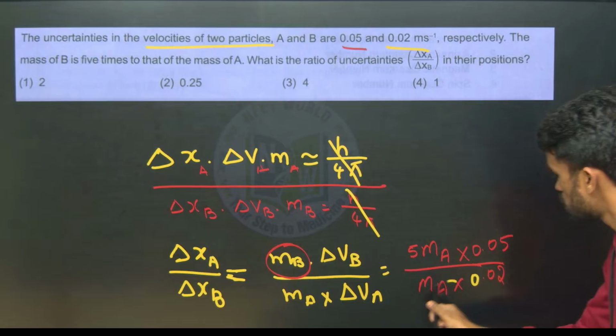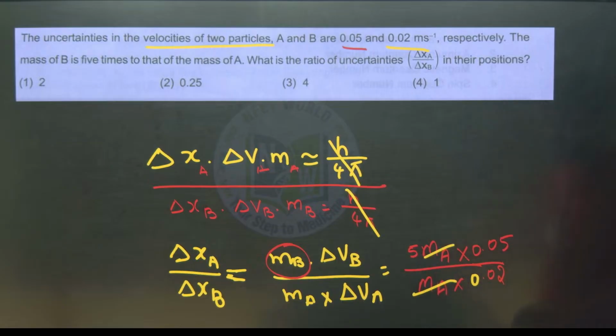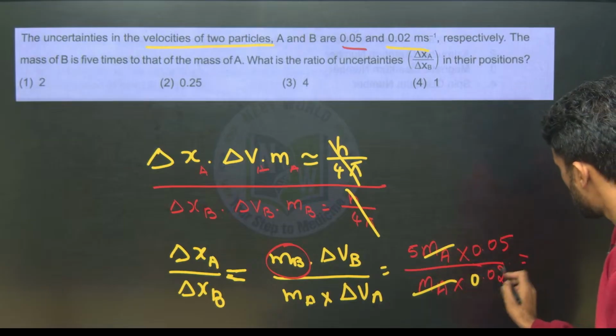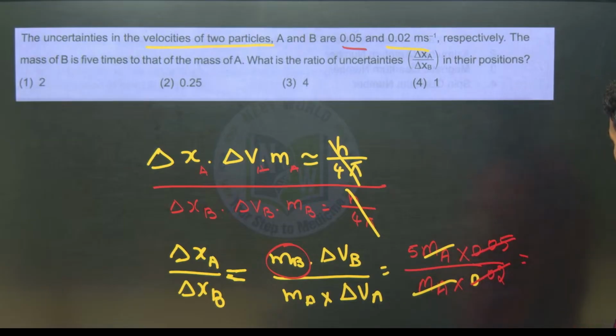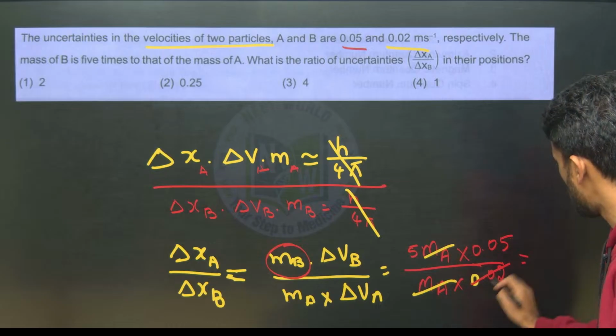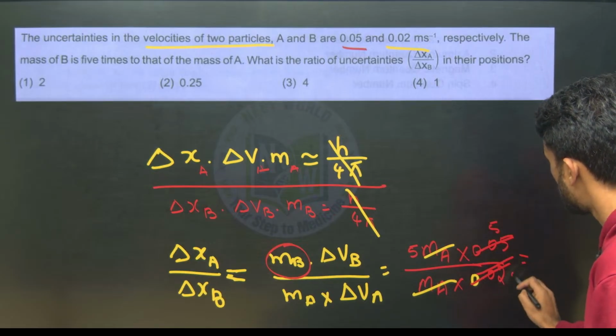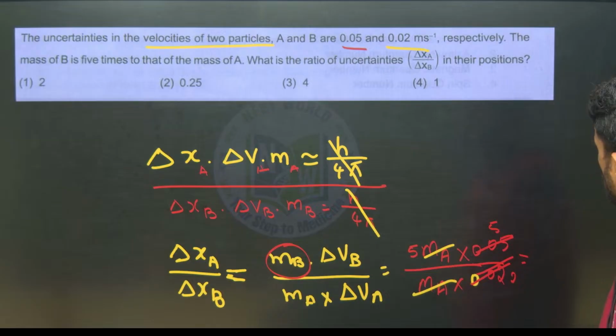0.02. So you can remove these two things. Okay, and next, what we have here, so this will be how many times, 5 by 2. I can write here, 5 by 2. So what we have here finally, 5 times that of mass of A.